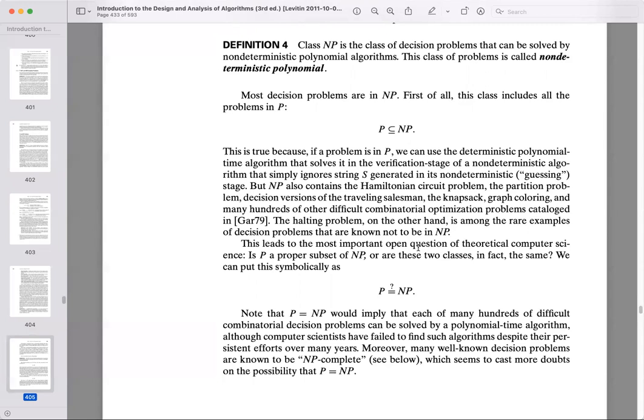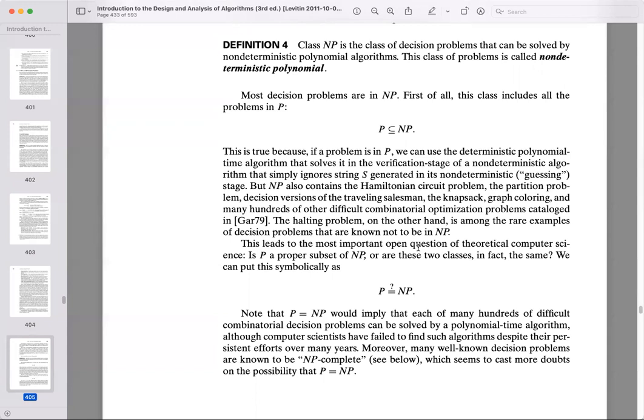But this is, as it says here, the most important open question in theoretical computer science. Is P a proper subset of NP, or are they the same? So does P equal NP? If P equals NP, it implies that there are many hundreds of difficult combinatorial decision problems that can be solved by polynomial time algorithms. Just because we haven't found them yet doesn't mean that they don't exist.